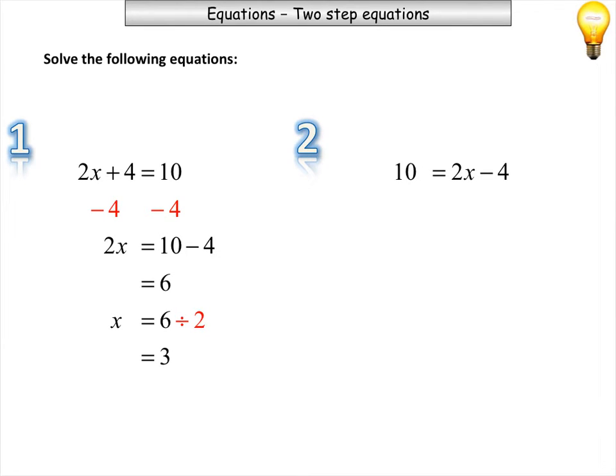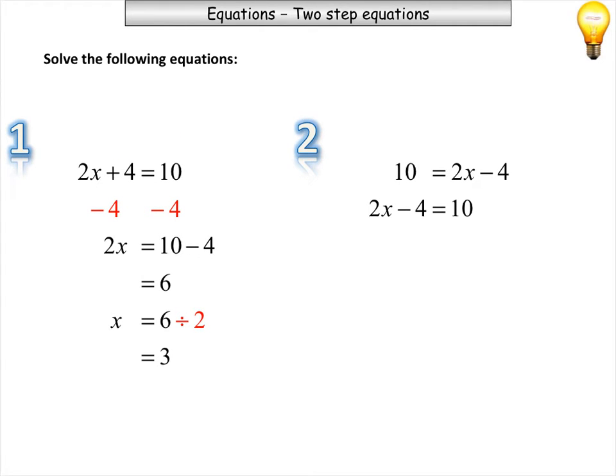Now we can go back into our original equation and replace our x with 3. So 2 times 3 plus 4. So 6 plus 4, that does equal 10. Fantastic. Our answer, x equals 3, is correct.